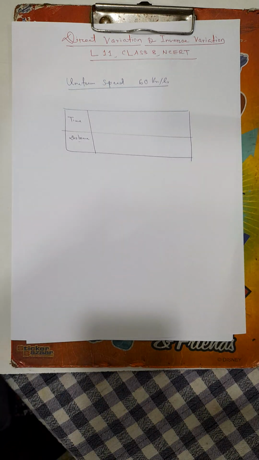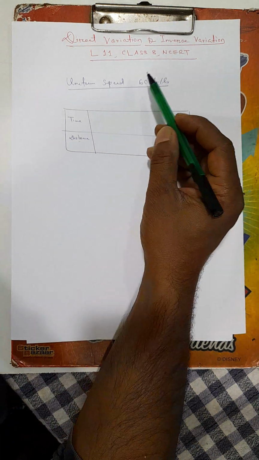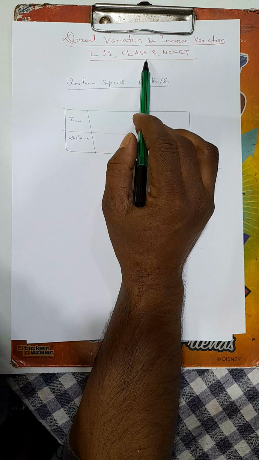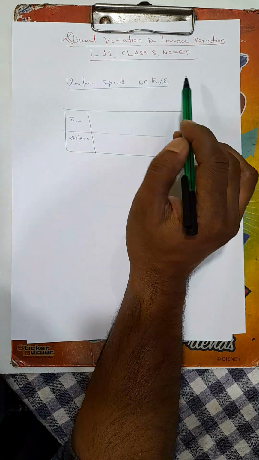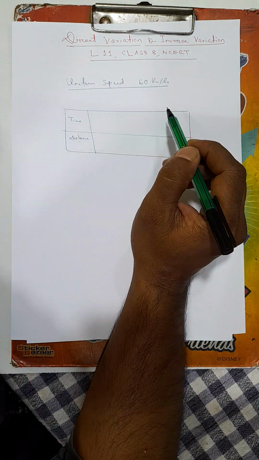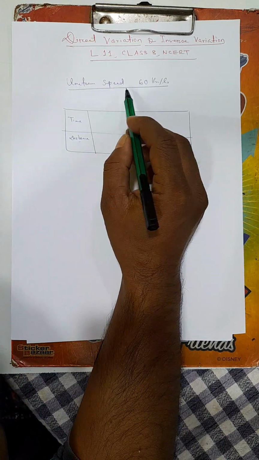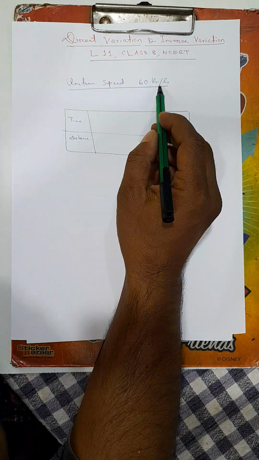In this video, we will discuss direct variation and inverse variation. This is lesson 11 of the Class 8 NCERT curriculum. Now, let's take one example. Uniform speed. A car is traveling at a uniform speed of 60 km per hour.